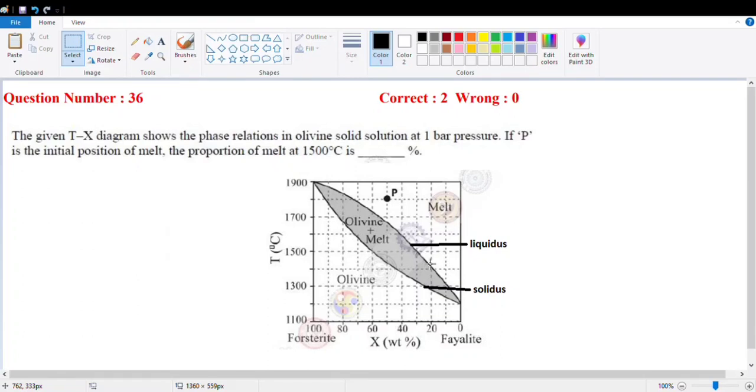Hello guys, today we are going to discuss questions that have been asked in GATE 2017. This type of question repeats almost every year. The question is: the given temperature composition diagram shows the phase relations in olivine solid solution at 1 bar pressure. If P is the initial position of the melt, the proportion of the melt at 1500 degrees Celsius is dash percentage.